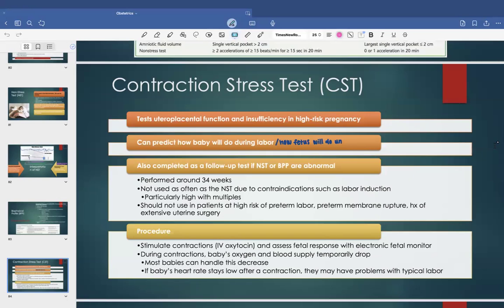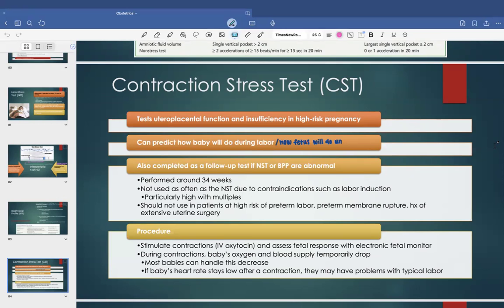How do we do this? What hormone did we say stimulates uterine contraction? So we're going to give IV oxytocin, then the fetus responds with an electronic fetal monitor. During the contractions, the baby's oxygen and blood supply temporarily drop. Most babies can handle this decrease, but some cannot.